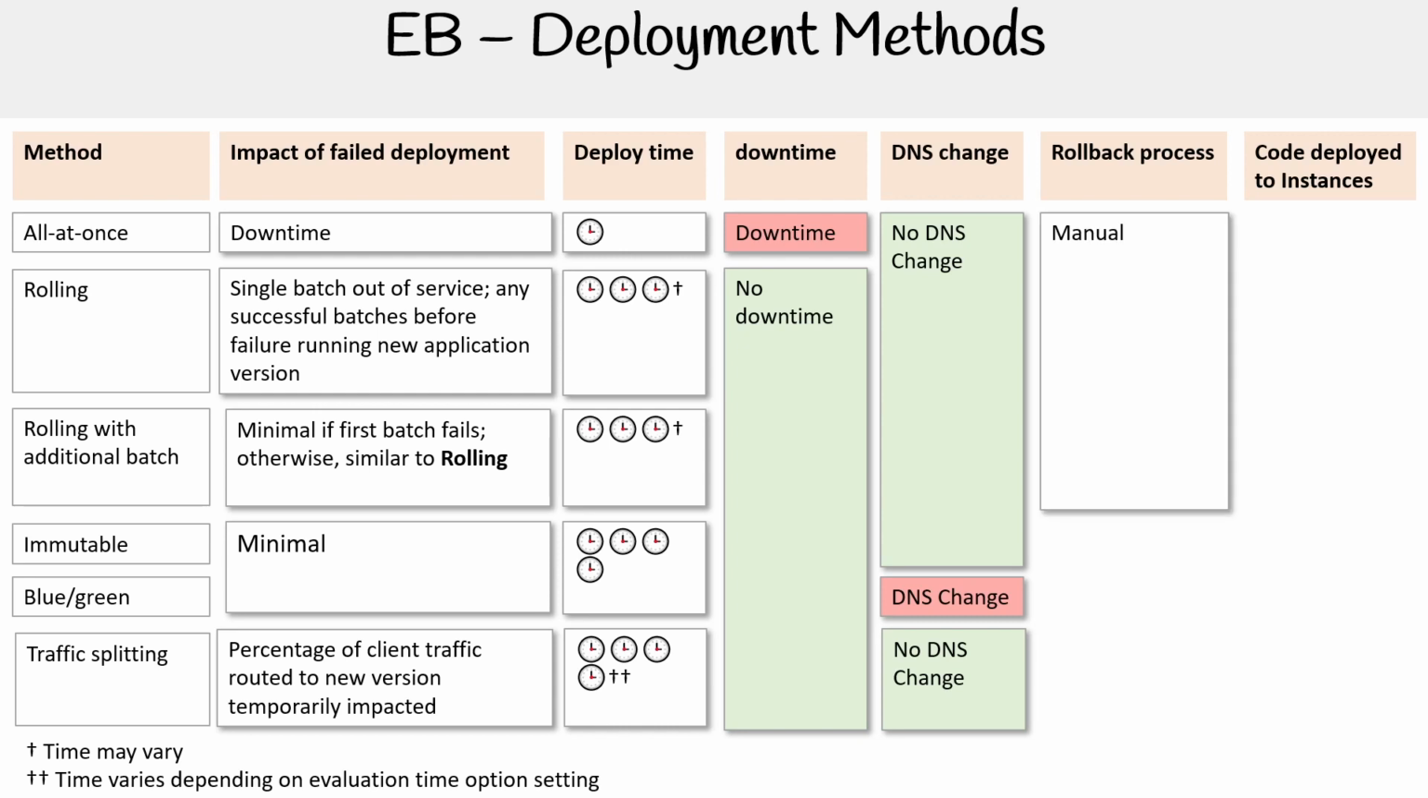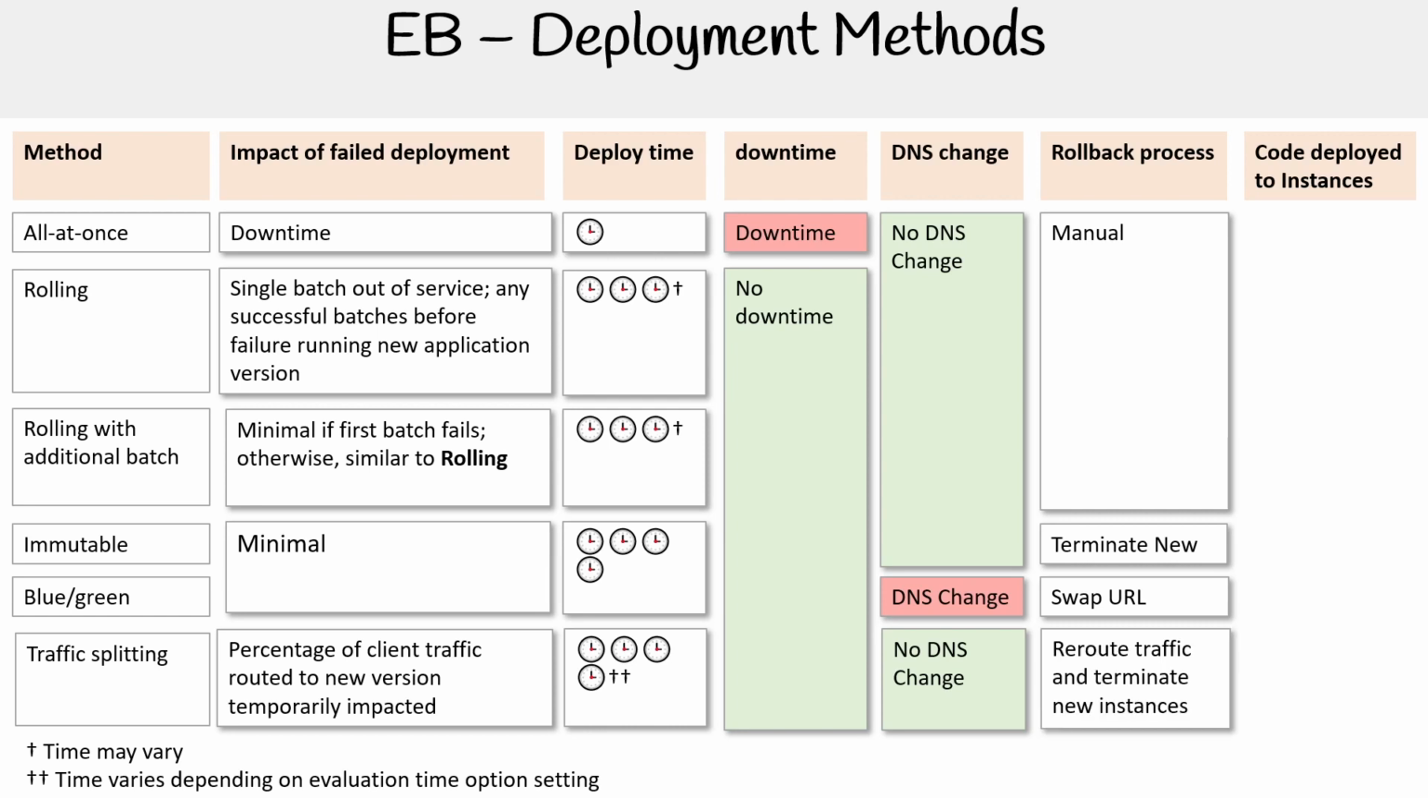For the rollback process, it's manual for all at once, rolling, and rolling with additional batch. For immutable, you just terminate the new instance to roll it back. For blue-green, you just swap the URL to go back to the old one. It's still a manual process, but you swap it back. And for traffic splitting, you reroute the traffic and terminate new instances. So that one's not too difficult.